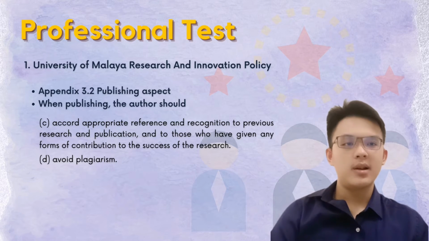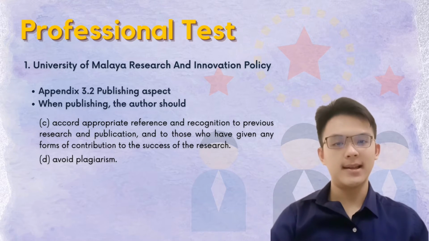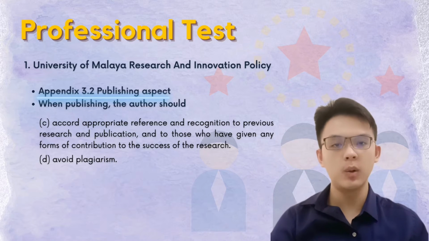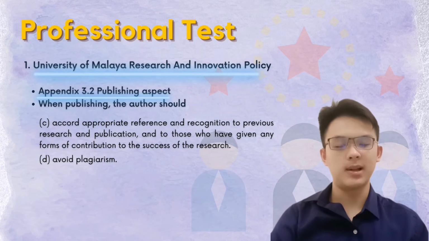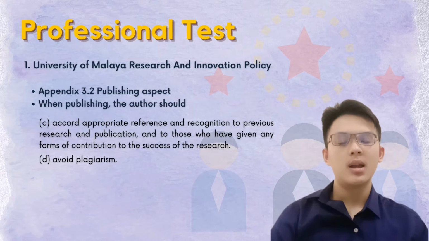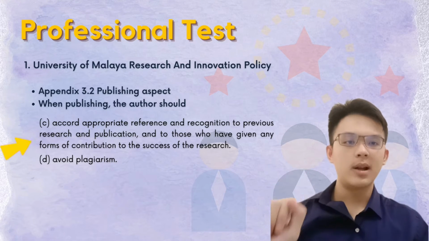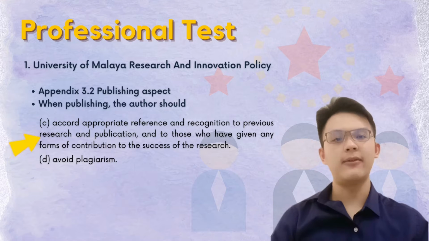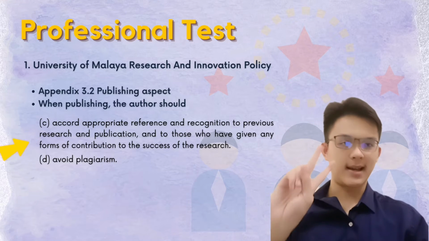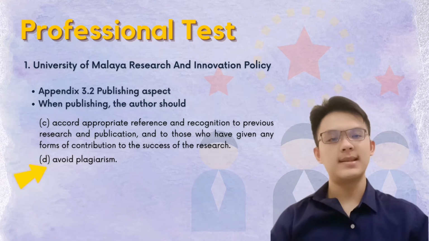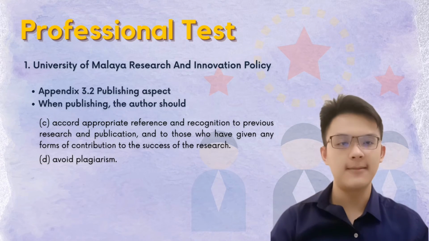There are several regulations that can serve as the guidelines in our case. According to Appendix 3.2, Publishing Aspect from the University of Malaya Research and Innovation Policy, the author who is going to publish something should follow two rules. First, acknowledge or recognize those who have given any form of contribution to the research. Secondly, avoid plagiarism, which is taking others' work for granted without consent.